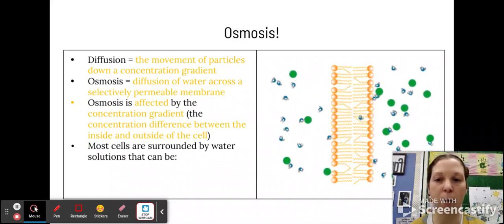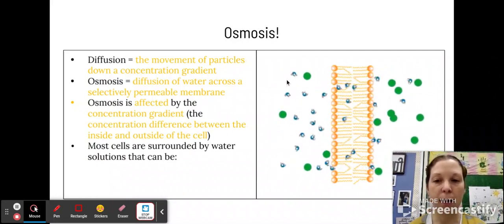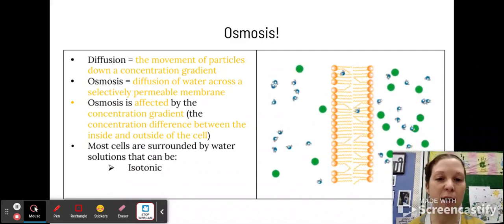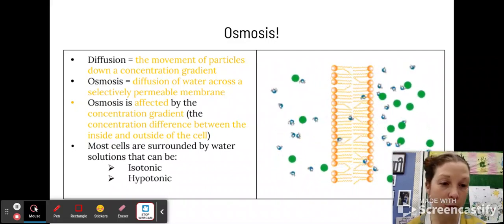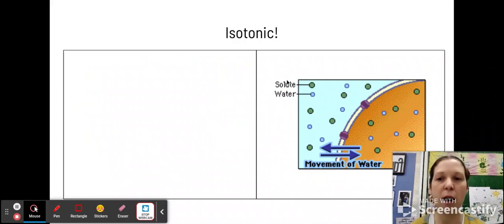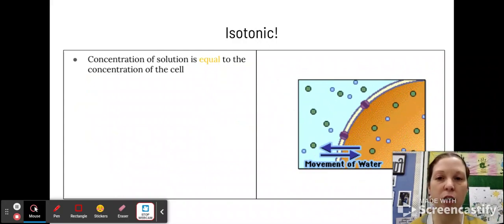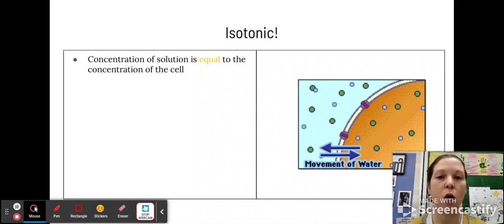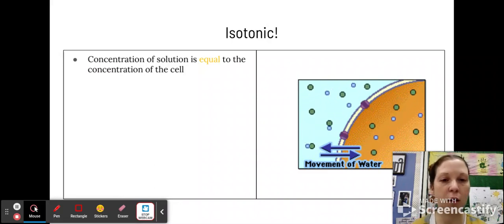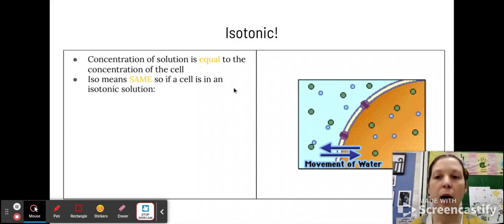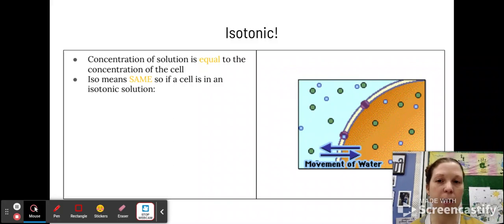Most cells are surrounded by water in solution, and they can be one of these three types: isotonic, hypotonic, and hypertonic. First, let's talk about isotonic. Isotonic means the concentration of a solution is equal on the outside, like the concentration of water is equal outside the cell as it is inside the cell. Or for a solution, you've got the same number of solute particles dissolved in water. Iso means same, so that prefix means same.